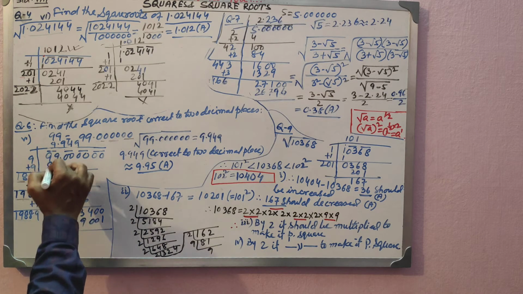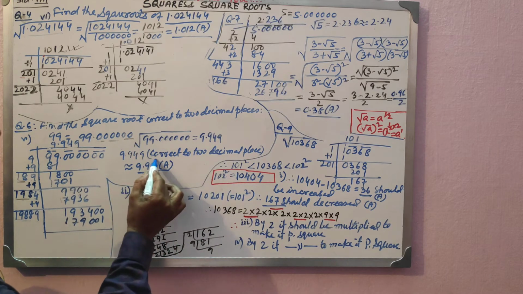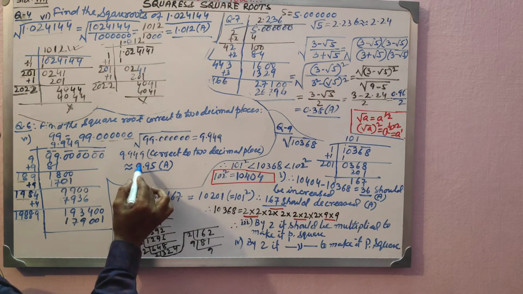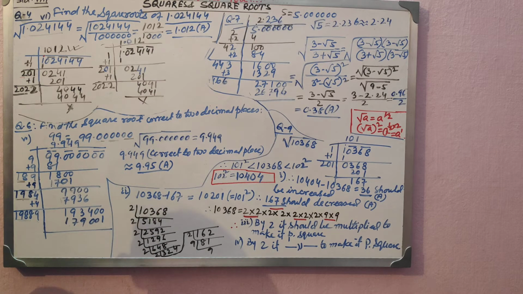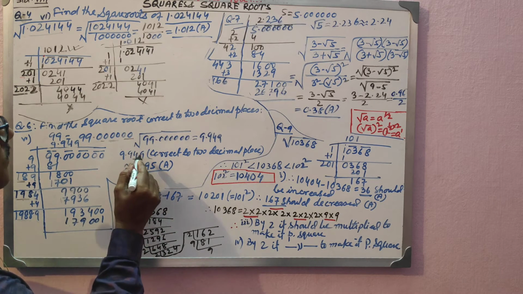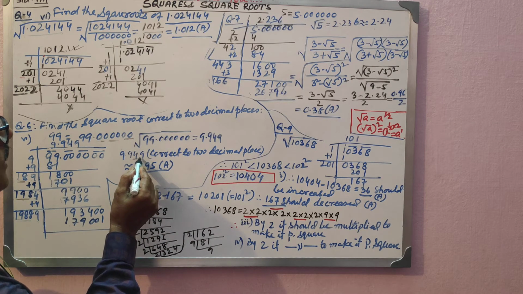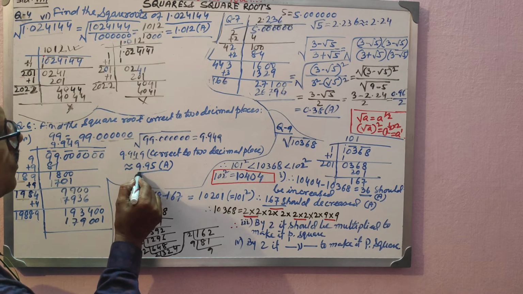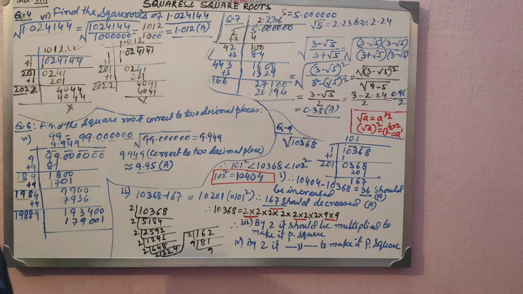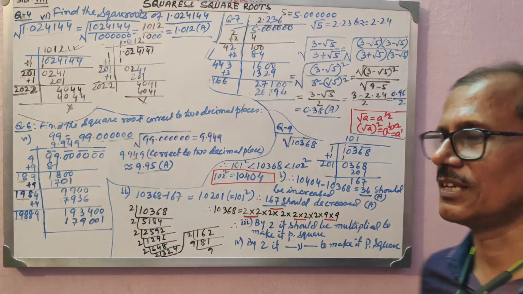The square root of 99 is equal to 9.949. Correct to 2 decimal places, this is the digit you have to correct, round up. If the next digit is 5 or more than 5, then this digit will go 1 up. Definitely it is 9, which is more than 5, so it will be 1 up, that means 5. So 2 decimal places will be 9.95. I hope you have understood it. Things are very easy, only the explanation is difficult, children. If you know the procedure, things will be easy.